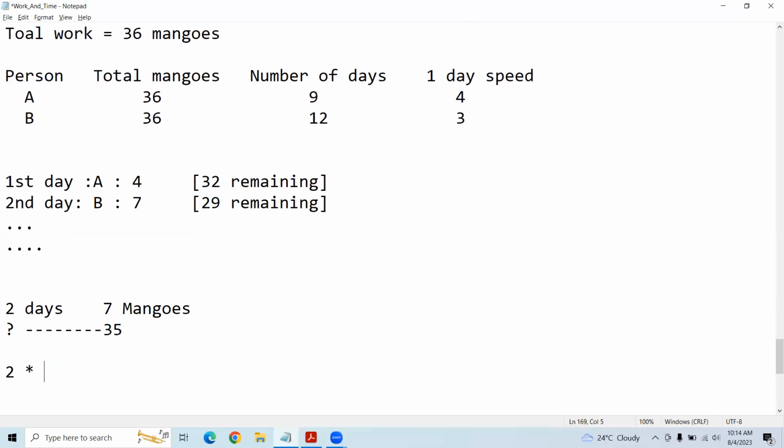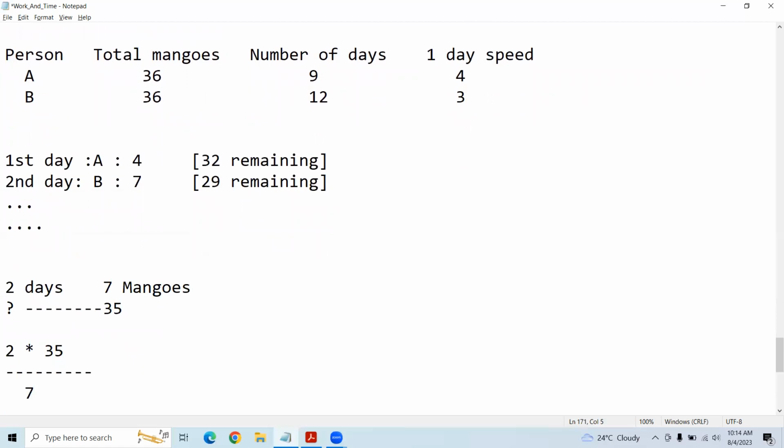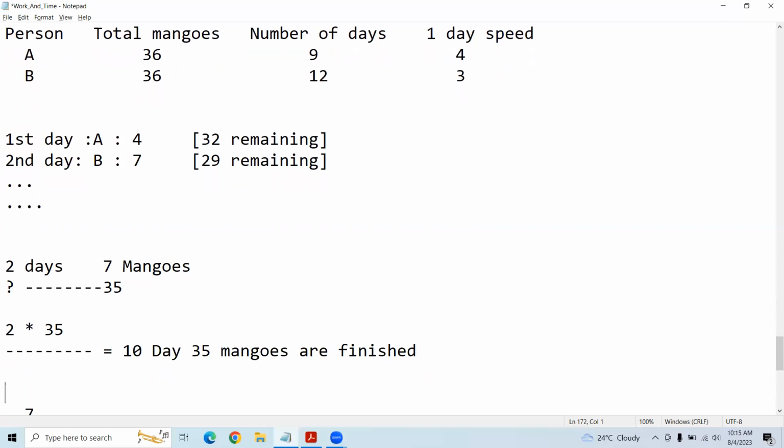You can do cross multiplication. 2 into 35 divided by 7. So can we say that 7 fives are 35, then 5 twos are 10. In 10 days, 35 mangoes are finished. How many mangoes did we have initially? We had 36 mangoes. So how many mangoes remain now?